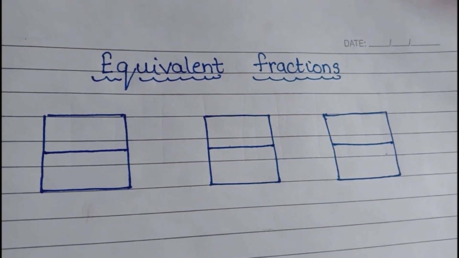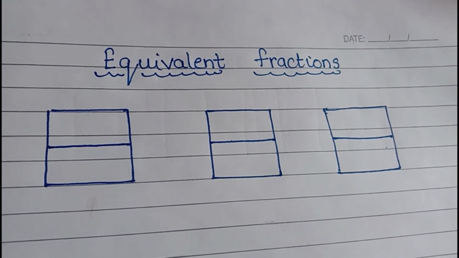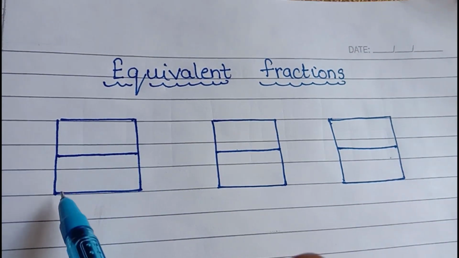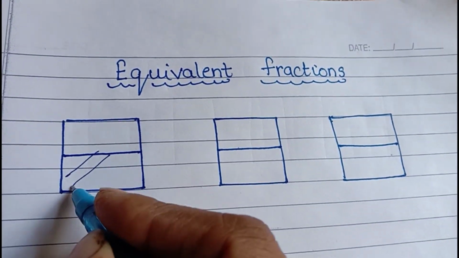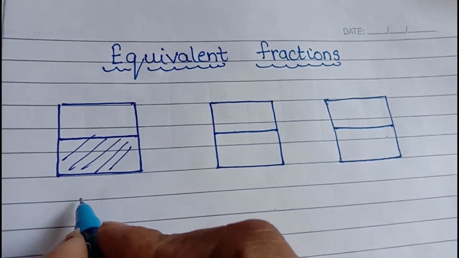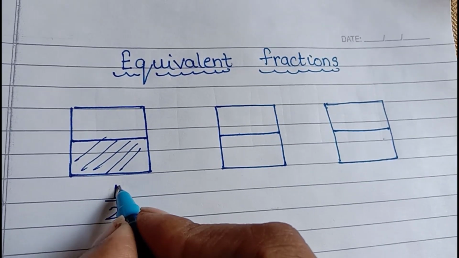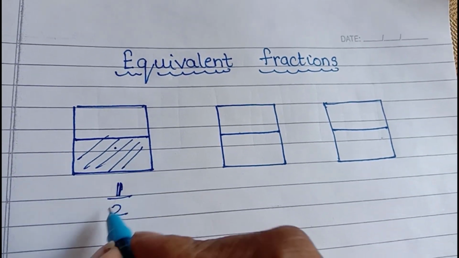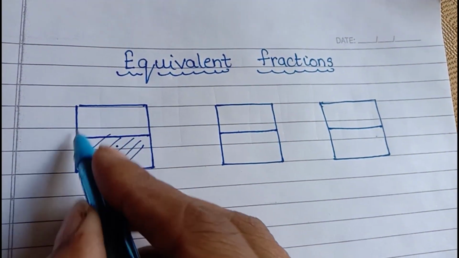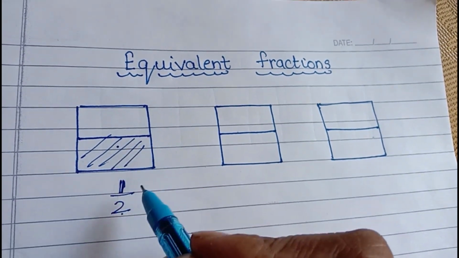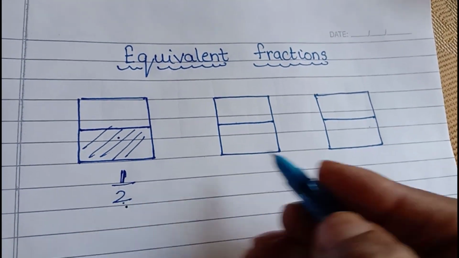Today I am going to teach you equivalent fractions. Now, what are equivalent fractions? If you see this figure, if I take this much, I will write the fraction 1 by 2. Here the numerator is the shaded part and the denominator is the number of parts into which one whole is divided. Clear? So 2 is the denominator.